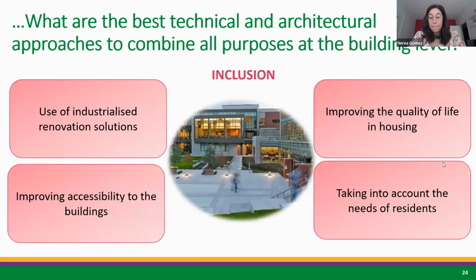And finally, the solutions suggested regarding inclusion are, for example, making the industrialized renovation of the district more desirable, improving accessibility to the buildings, improving the quality of life in housing, considering the health aspects, for example, of the inhabitants, and, of course, the fight against pollution at building level.